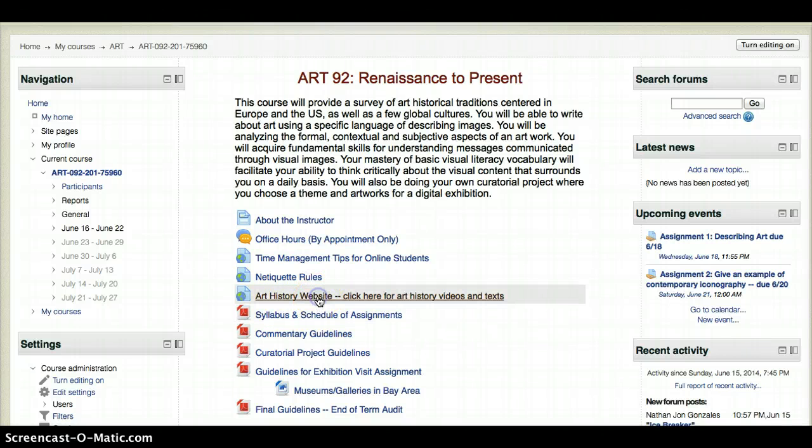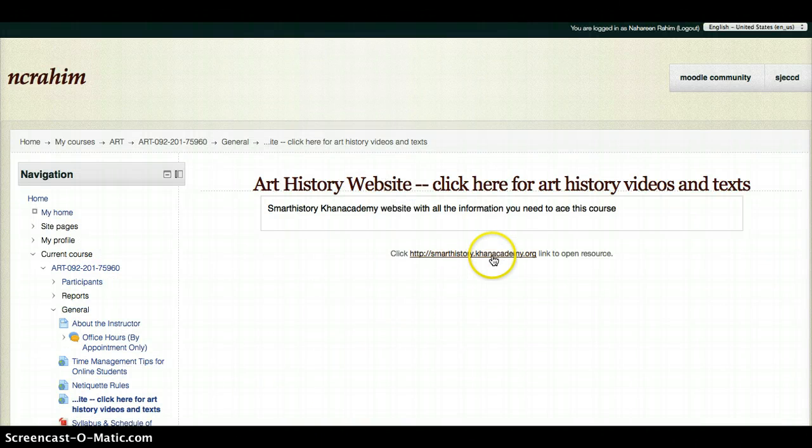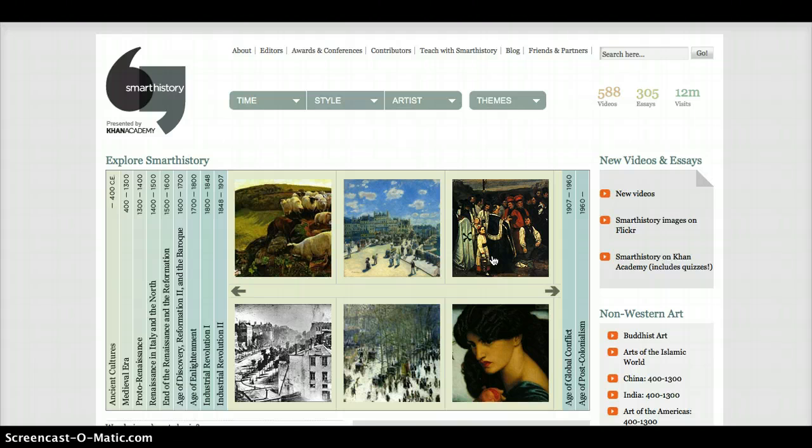Okay, so this is our art history website, smarthistory.khanacademy.org. It has everything you could ever hope for for this course and more. We're starting with the Renaissance, the 14th century, and going to the 21st. We're staying primarily focused in Europe and North America, the US.